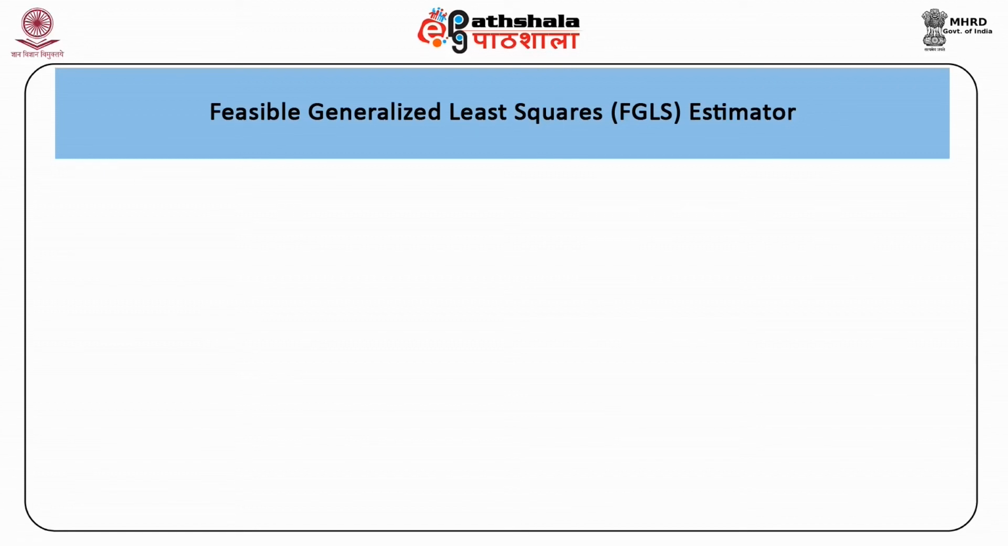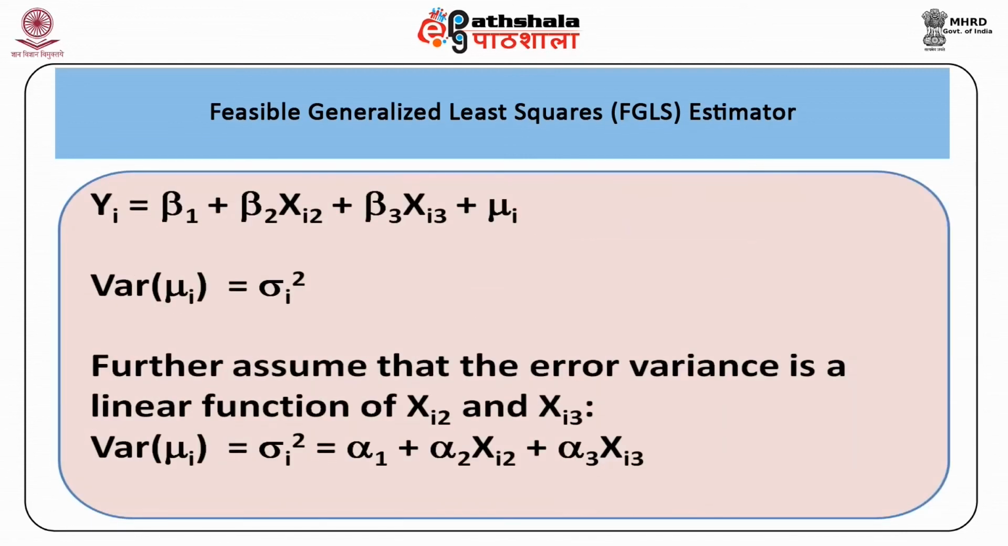First, run the original OLS regression and obtain the residuals. Second, square these residuals, u i squared hat, and regress them on a constant, x i2 and x i3 by using OLS. Then use the estimates of alpha 1, alpha 2, and alpha 3 in order to calculate the predicted values of sigma t squared hat. This gives an estimate of the error variance for each observation.